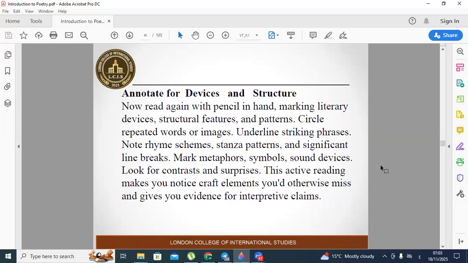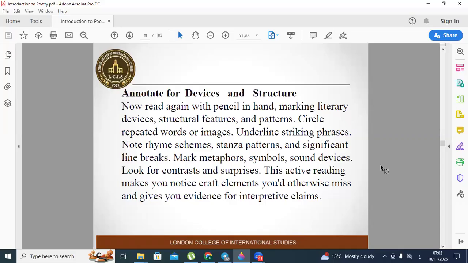Circle repeated words or images. Repetition always signals importance. Underline striking phrases that seem particularly vivid, strange, or beautiful. Note rhyme schemes by marking end words with letters: A, B, A, B. Mark stanza patterns. Note significant line breaks, especially surprising ones.